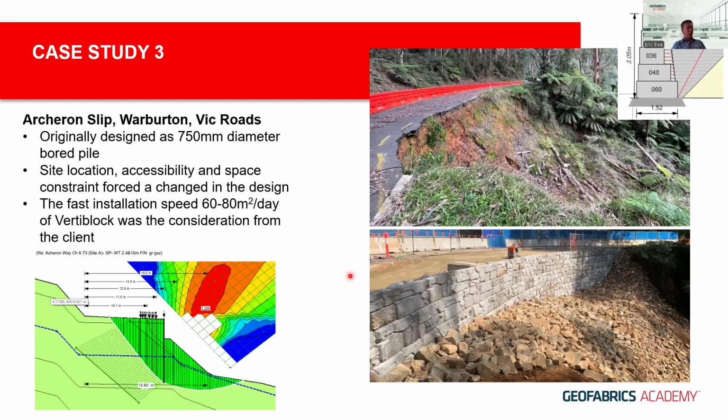And the alternative solution is to use a mass gravity precast modular block called VertiBlock, to be constructed at the selected founding location up to 3 meters high. And VertiBlock was selected due to the speed of installation of within 60 to 80 square meters a day. So that is the most important consideration of why this big size blockwork system is selected for this particular project.